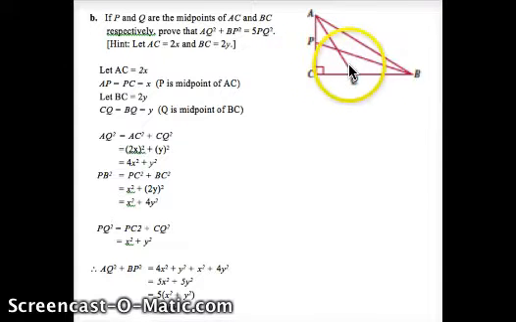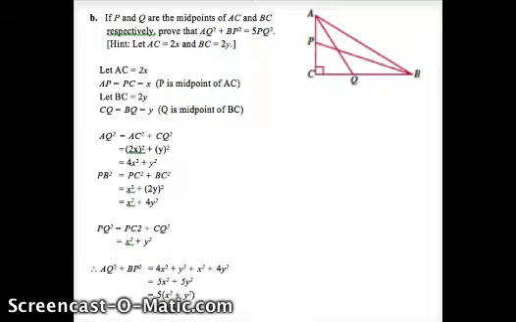Now, it doesn't look like that on the diagram. Diagrams are not drawn to scale most of the time. So even though it doesn't look like Q is the midpoint of BC, we have to take it that it is the midpoint. They've told us to let AC equal 2x. So if AC equals 2x, immediately we know that because P is the midpoint, AP will equal PC, which equals x, because P is the midpoint of AC.